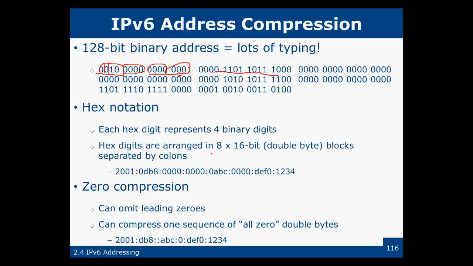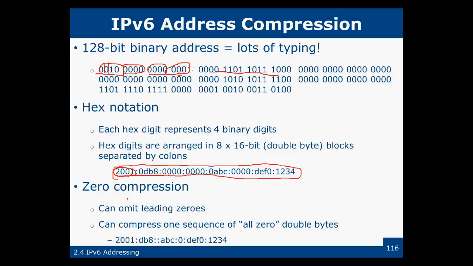The hex digits are arranged in 8 blocks of 16 bits, the double byte blocks, separated by colons, 2001, and this is what an address is going to look like. We're going to have specific headers, and the 2001 here is going to represent something specific. We're going to look at a table in a minute.